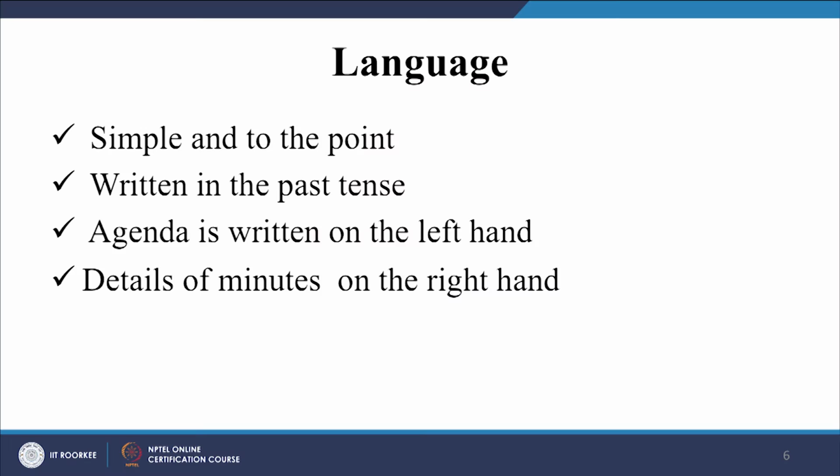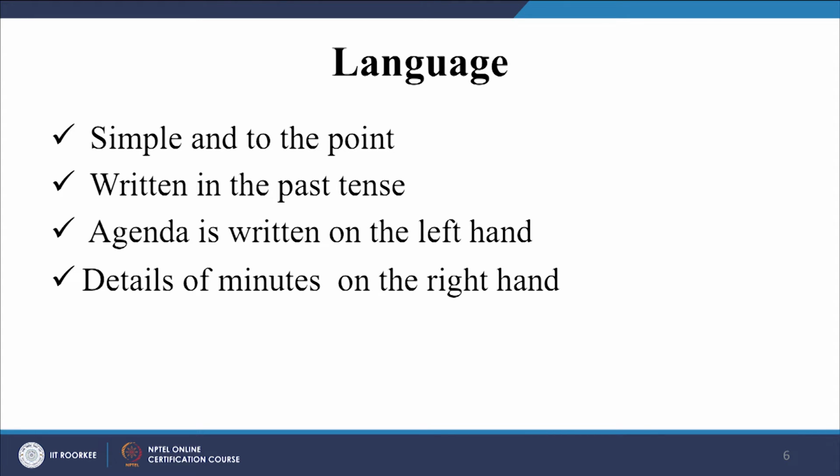And when you are writing the agenda, there are two ways you can write it. The first is that you can write the item on the left hand side, and on the right hand side you have the discussion, or you can write the item of the agenda on the top and below that you describe. It varies from organization to organization, the way they practice it in their organization. And once you have done that, you can also check whether you have written the minutes correctly.